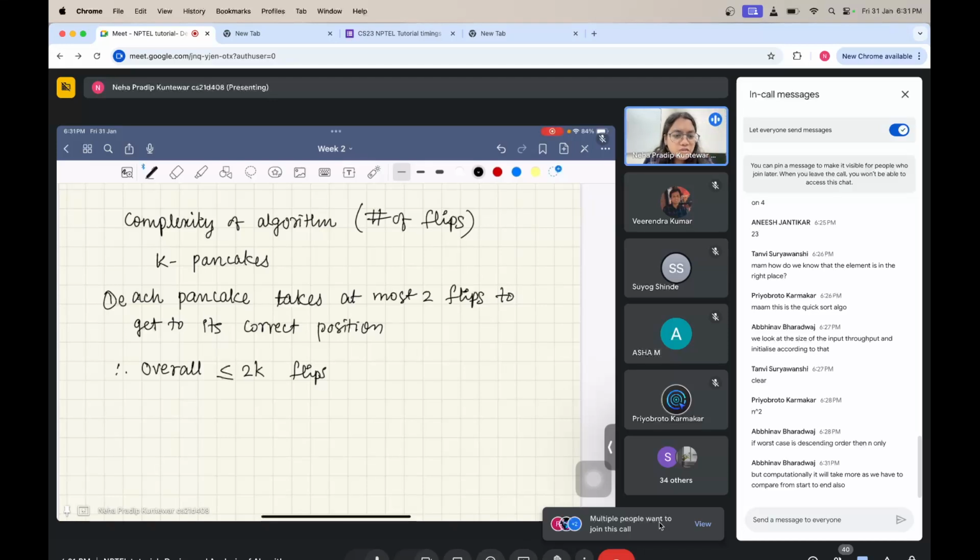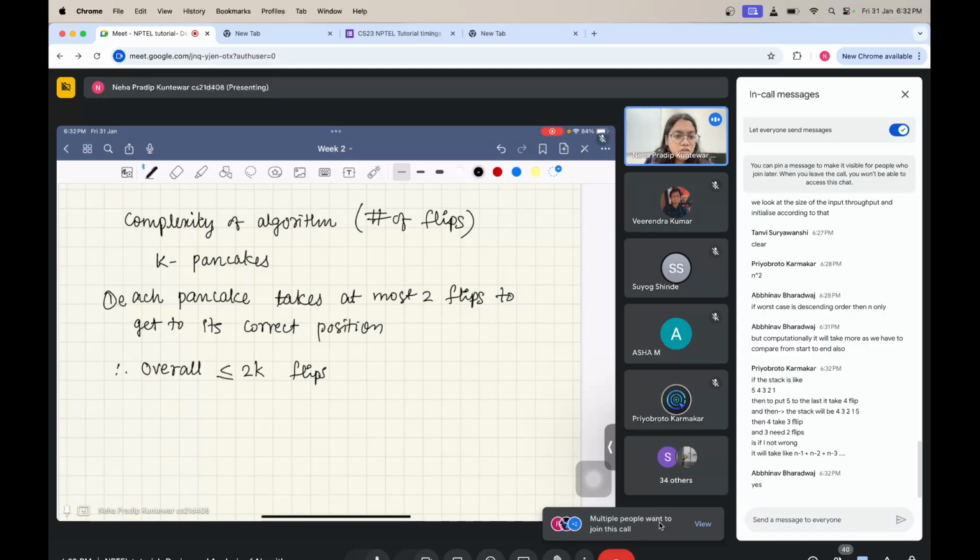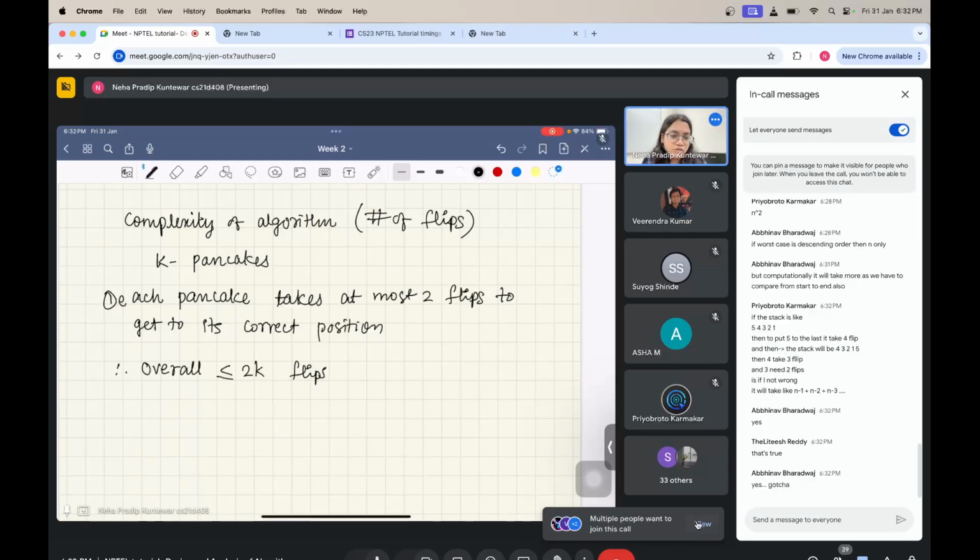Okay, so in the comments you're saying that by descending order you mean that everything is like 5 4 3 2 1, is that what you mean? If that is the case, then you are just going to do it in one flip, no? If you just flip it once at the bottom, then it will be sorted entirely. Is that clear? Okay, good.